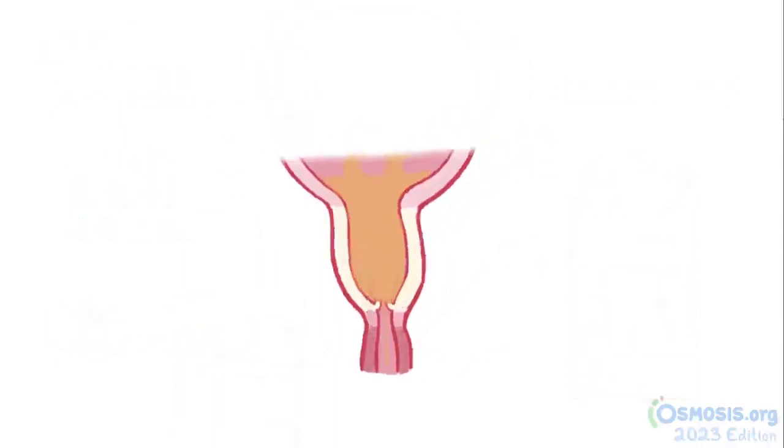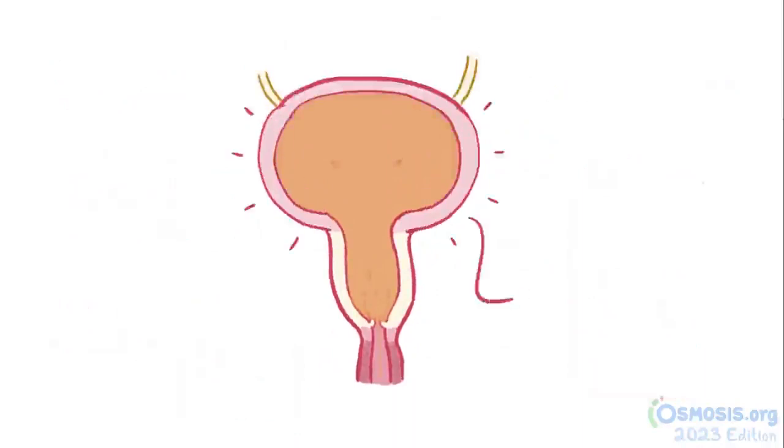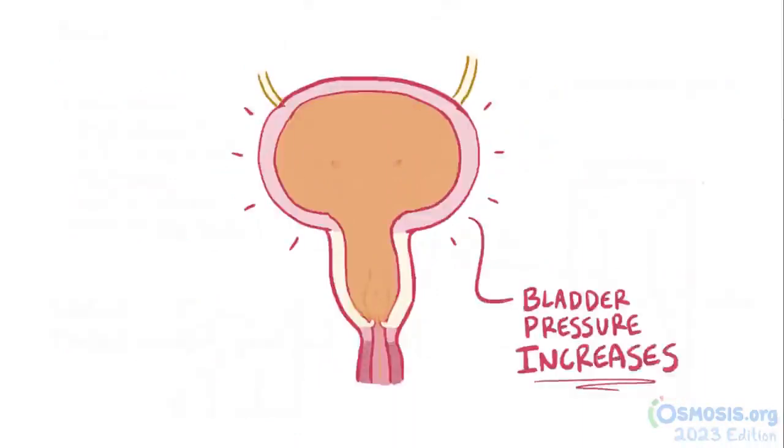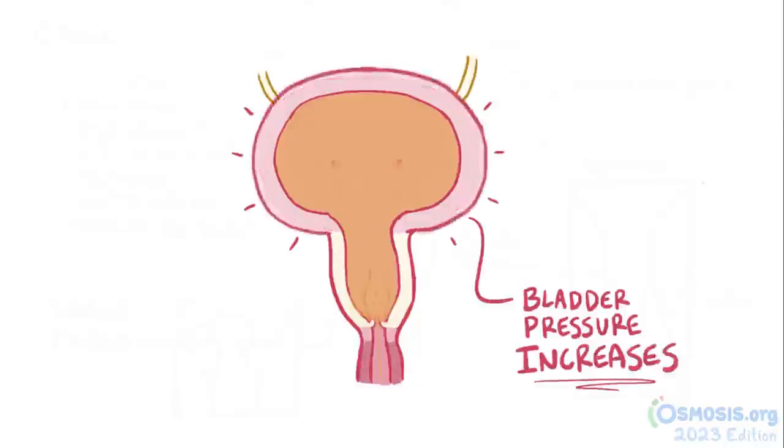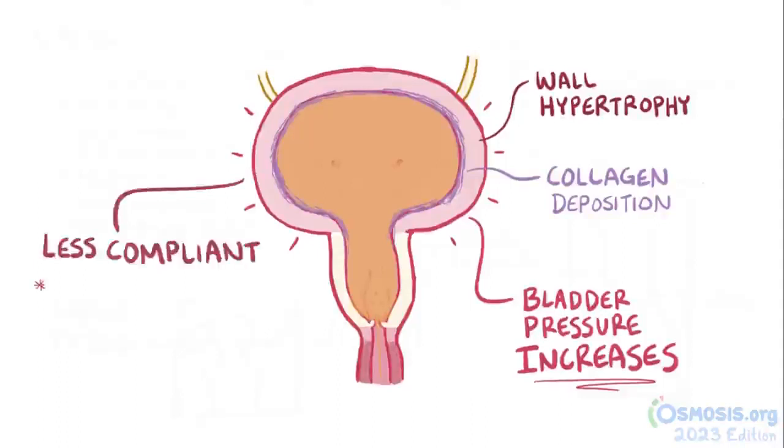When that urine can't easily flow out because of increased resistance from the obstruction, the intravesical pressure, or bladder pressure, starts to creep up. Holding urine under higher pressure leads to bladder wall hypertrophy and collagen deposition, both of which thicken the bladder wall. This thickening makes the bladder less compliant, meaning that small increases in urine volume causes large increases in bladder pressure, which makes the problem even worse.